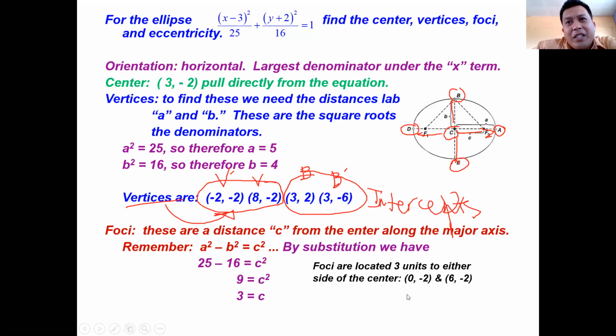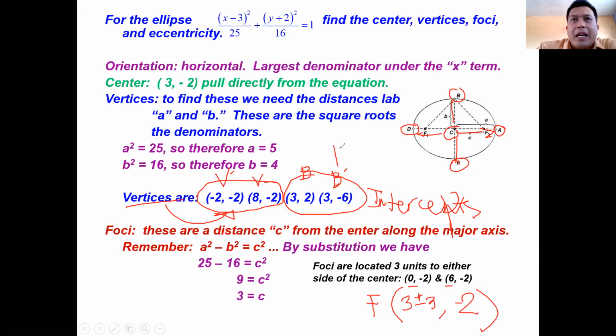Ergo, your coordinates will be 0, negative 2 for focus prime, and 6, negative 2 for the focus itself. So, focus from 3 plus minus the C, which is 3, and negative 2. Simplify that, plus minus: 3 plus 3 is 6, 3 minus 3 is 0.